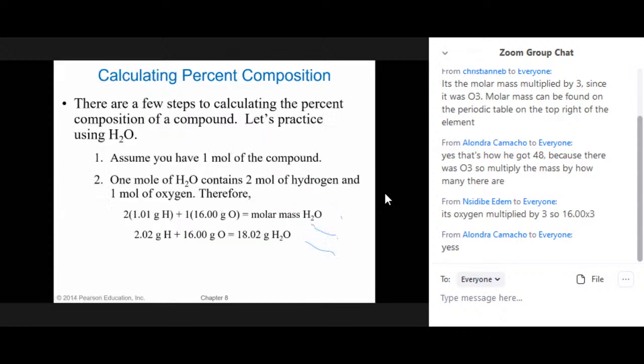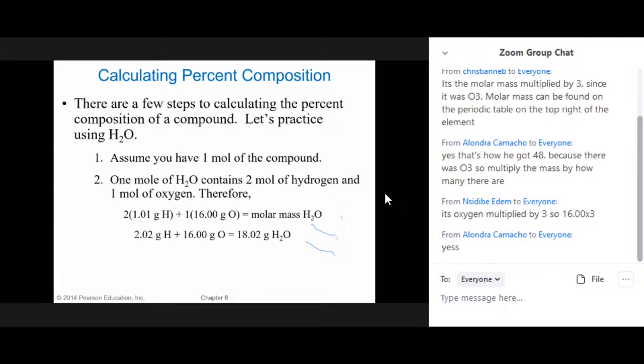There are a few steps to calculating the percent composition of a compound. Let's take a look at the steps. All right, so let's practice using the H2O. Let's assume that you have 1 mole of the compound, because water is a network. So now we're just assuming that it's just H2O, but it's not just H2O by itself. One H2O hooks up to the next H2O through hydrogen bonding. It's huge, because it's a network. But let's just assume that we look at one H2O.